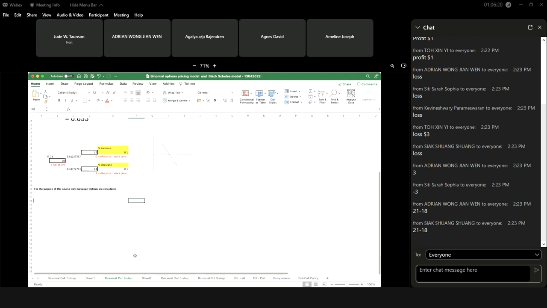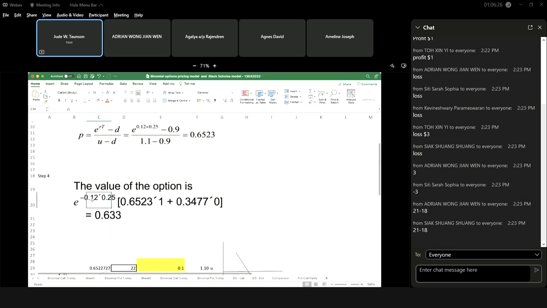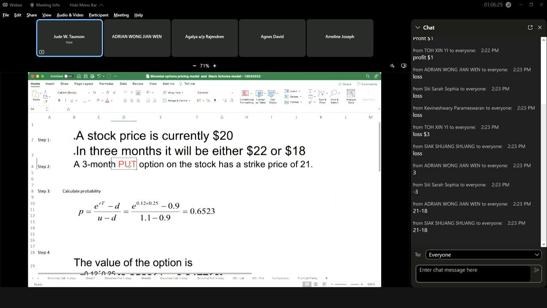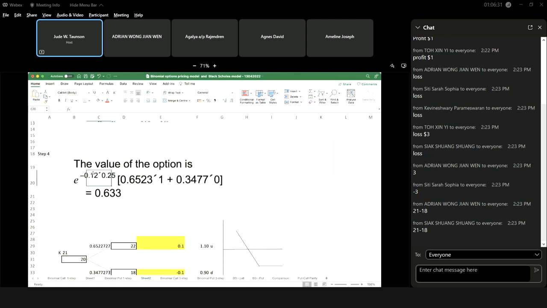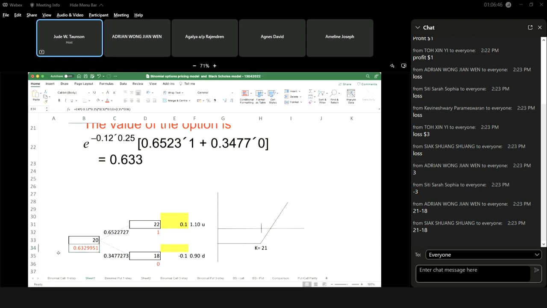Put option. Okay, ini salah lah. Ini bukan, ini lain sudah. This is wrong, because we're talking about put. So please take note, this is wrong. This is for the call option, the one we have just calculated. This is the call option value. So this is the option price, call option price, is equal to 0.63 for call, untuk call tadi yang kita buat.